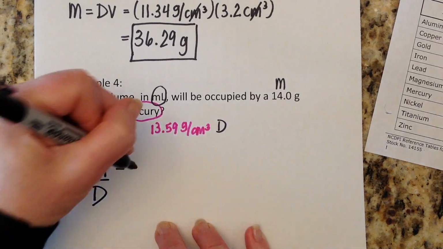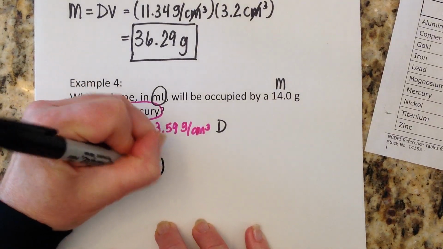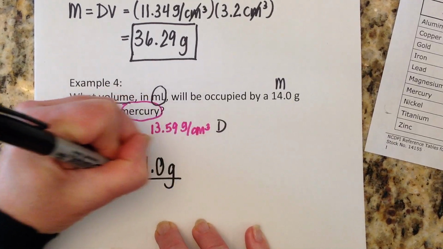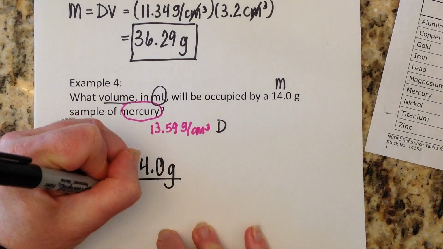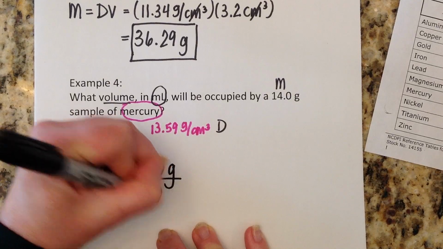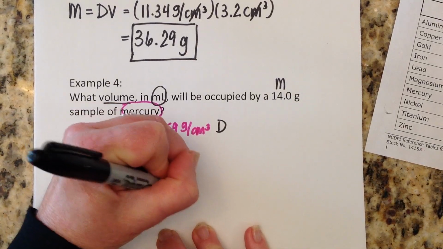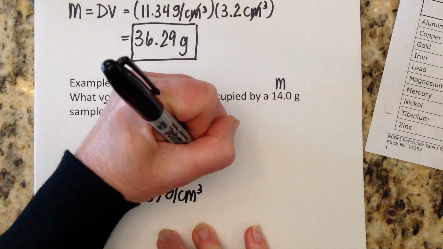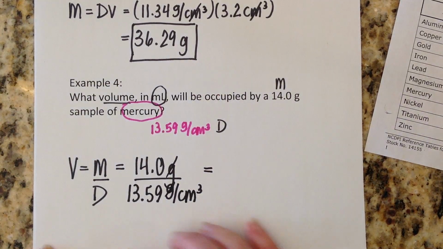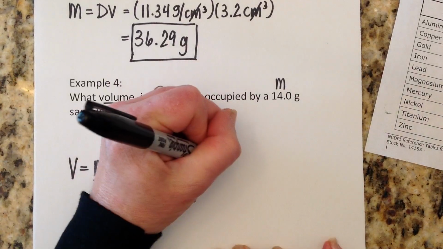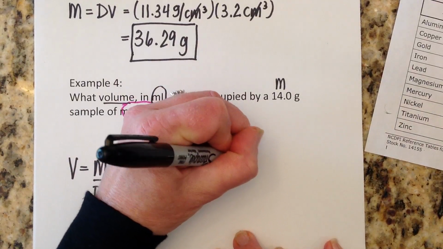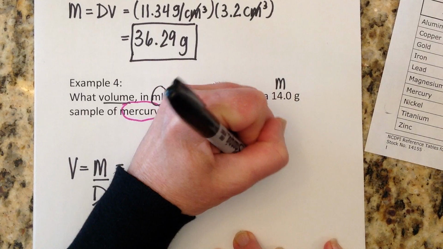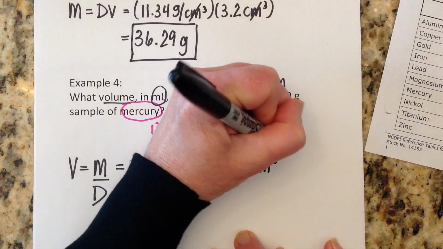The mass in this case is 14.0 grams. The density is 13.59 grams per centimeter cubed. Grams will cancel. If you divide 14.0 by 13.59, you're going to be real close to 1. I can tell that just by looking at it. And I am getting 1.03 centimeters cubed.